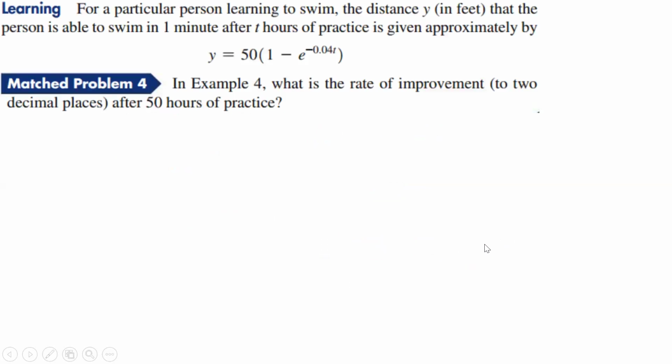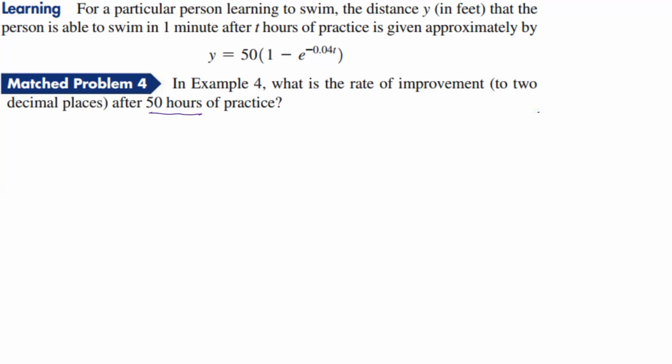So let's look at an example then. So problem 4 says, for a particular person learning to swim, the distance y in feet that the person is able to swim in 1 minute after t hours of practice is given by that equation. Okay. Now, that's our example 4. What is the rate of improvement to 2 decimal places after 50 hours of practice?